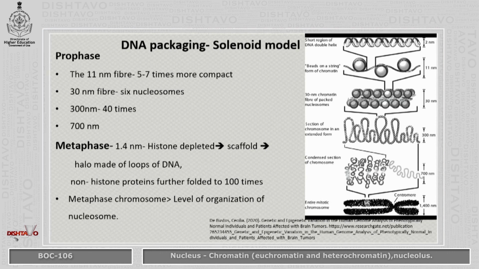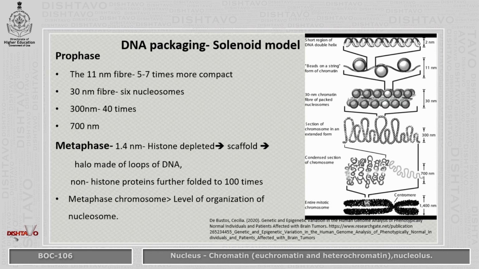When this short region of DNA double helix further condenses to 11 nanometer, you will find that it is going around the nucleosome. This stage gives the appearance of beads on a string. The H1 histones, which seal these DNAs giving rise to the formation of nucleosomes, are actually in communication with each other, and that is how they come together and further become compact.